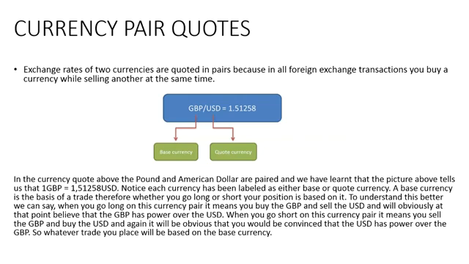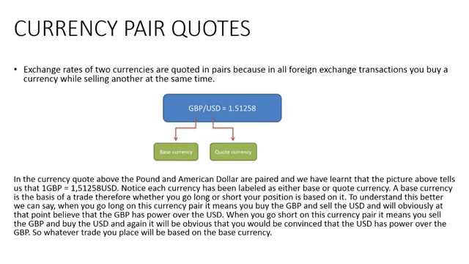1.51258. In the currency code above, the pound and the American dollar are paired, and we have learned that the picture above tells us that 1 pound equals 1.51258 US dollars. Notice each currency has been labeled as either base or code currency.